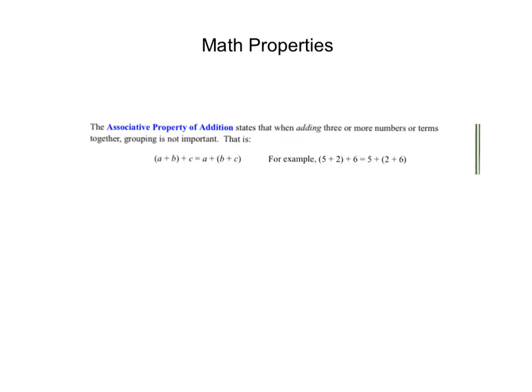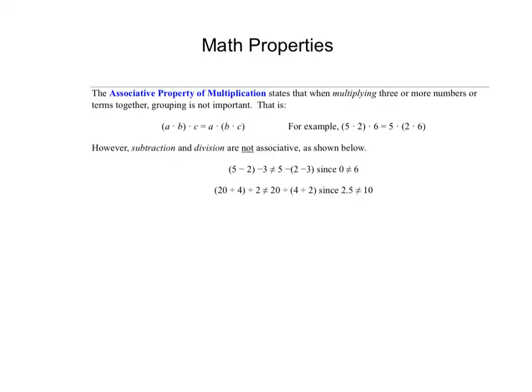Next we have the associative properties, and this is the associative property of addition. And all of that's saying is that when you're doing nothing but adding, you can group the terms or the numbers any way you'd like, and it won't make a difference. The associative property of multiplication works the same way. When you're multiplying three or more numbers, the grouping is not important.